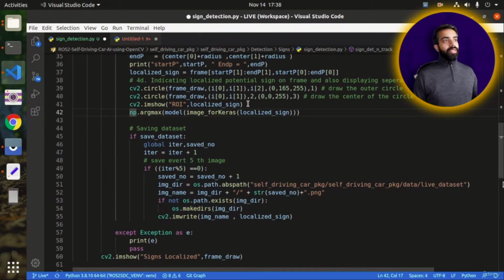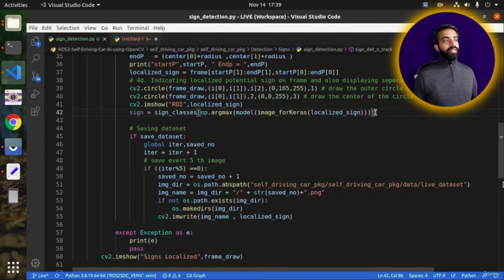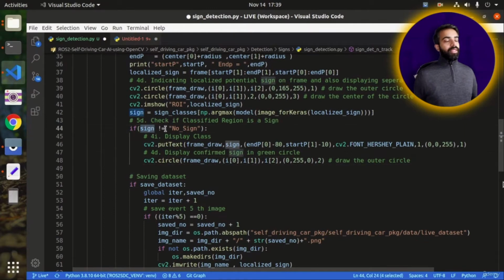Now, to get from the category value to the category name, we can simply use it as an index into the sign classes list that we declared above. This gives us the predicted sign from the model for this particular input. And once we have done that, we can proceed to the next step. We simply check that this predicted sign is not a no sign, then we display it in a green color, also displaying its category along with it.